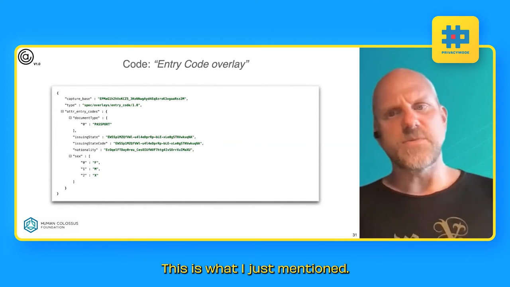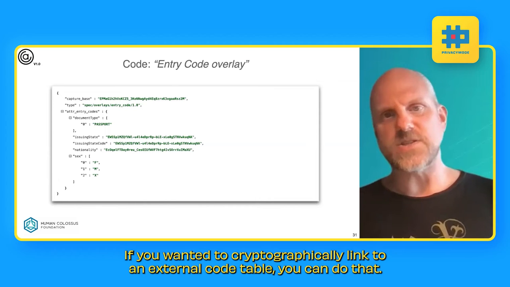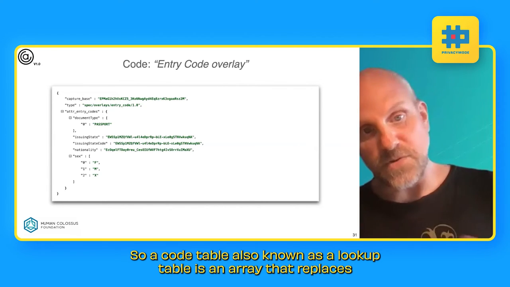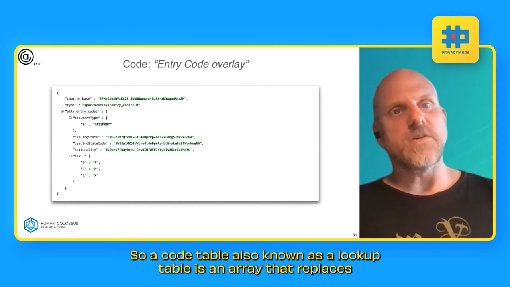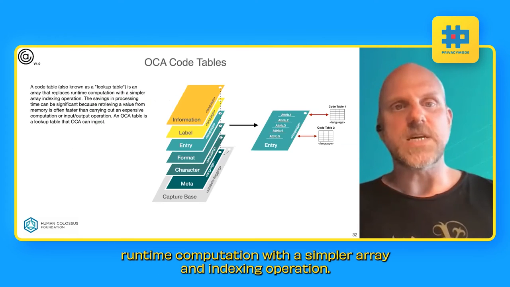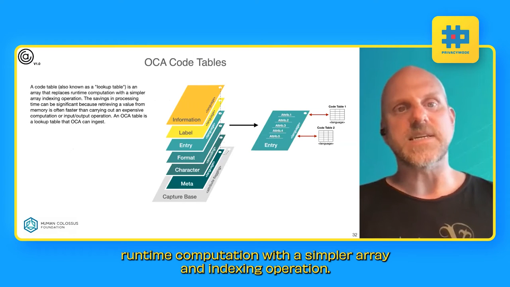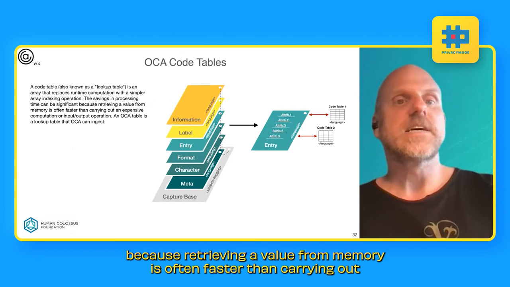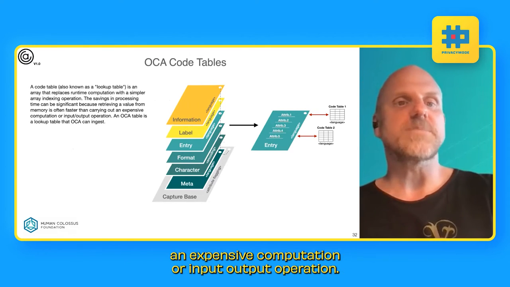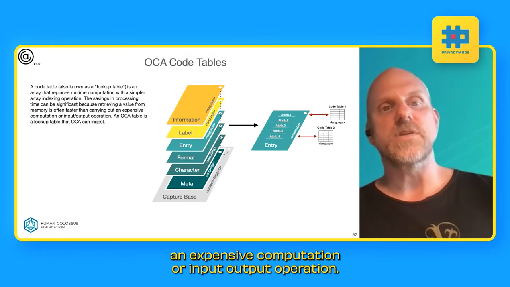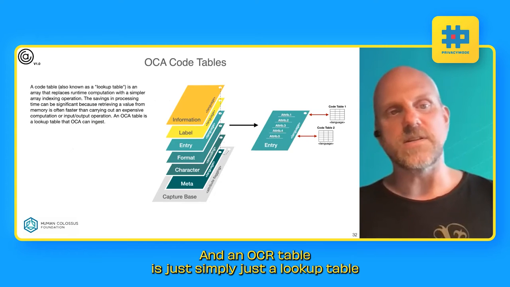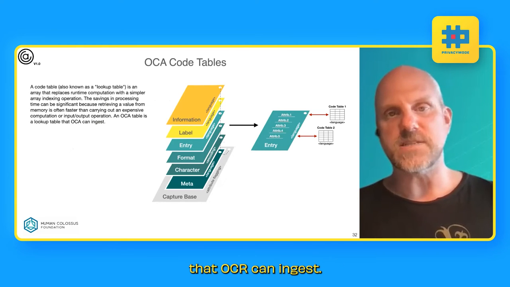This is what I just mentioned. If you wanted to cryptographically link to an external code table, you can do that. So a code table, also known as a lookup table, is an array that replaces runtime computation with a simpler array indexing operation. The savings in processing time can be significant because retrieving a value from memory is often faster than carrying out an expensive computation or input-output operation. And an OCA table is simply a lookup table that OCA can ingest.